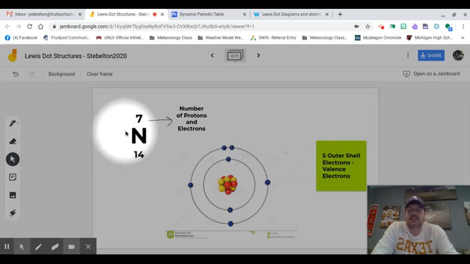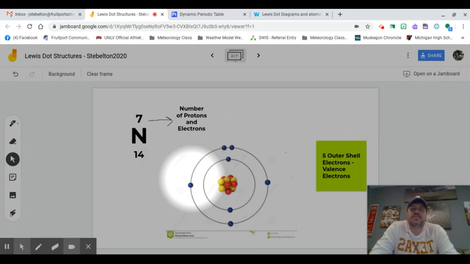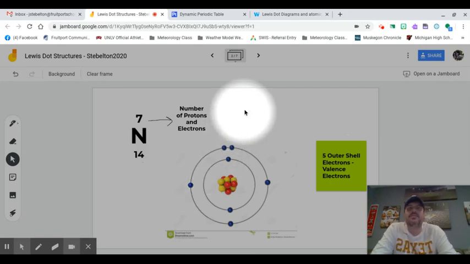And then if we use 2, we have 5 electrons left. So 1, 2, 3, 4, 5 electrons in the outer shell. And those electrons in the outer shell are called valence electrons. Now, you don't have to do the Bohr model to determine the number of valence electrons. You can determine the number of valence electrons just by looking at the periodic table.